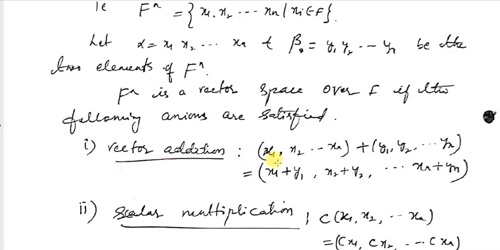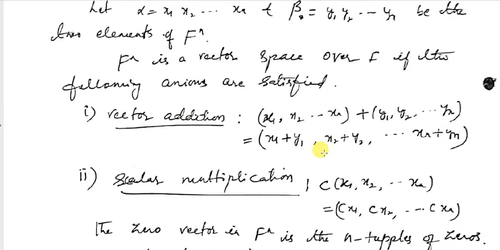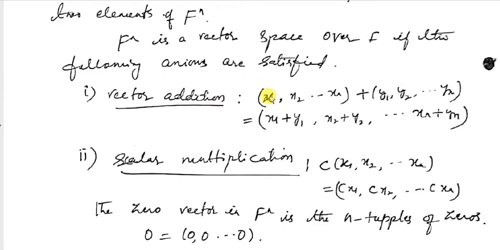Let us consider the vector addition x1, x2 and so on xn plus y1, y2 and so on yn. So component wise addition, x1 plus y1, x2 plus y2. As we know the vector addition in the usual way, in the similar way, adding the elements component wise, we get the vector in the form x1 plus y1, x2 plus y2 and so on xn plus yn, which belongs to Fn.